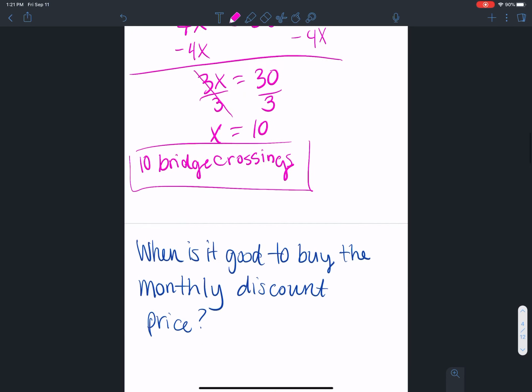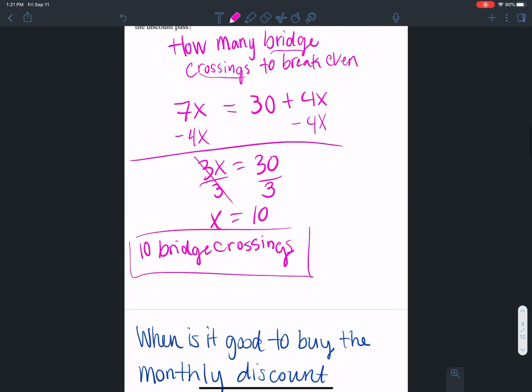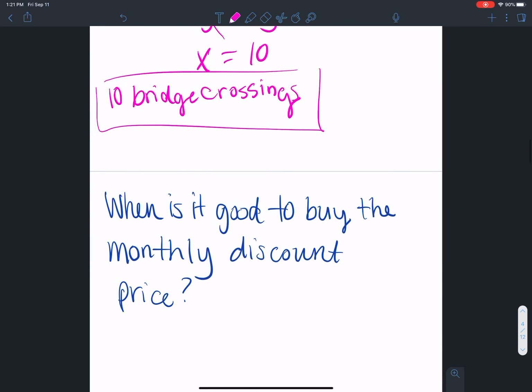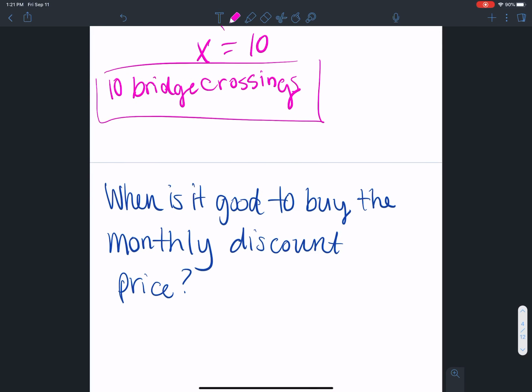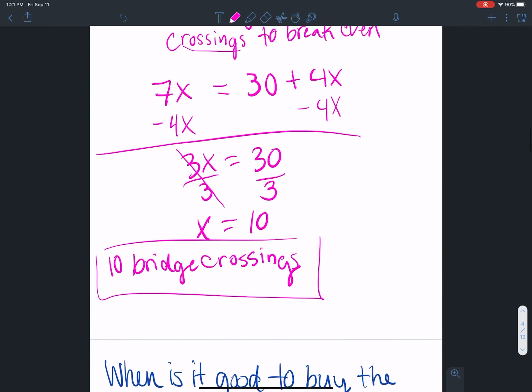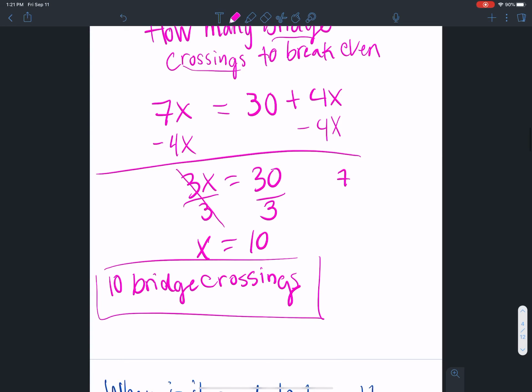And then again, you can check this too if you want. You can plug it in and make sure it's right. We've talked about checking. So let's look at when is it good to buy the monthly discount price. Well, you know what? Before we go into that, why don't we actually just check it? Okay, so let's do it. 7 times 10 equals 30 plus 4 times 10. So that's 70. 30 plus 40. Okay? It's right, and we see that it does indeed break even.